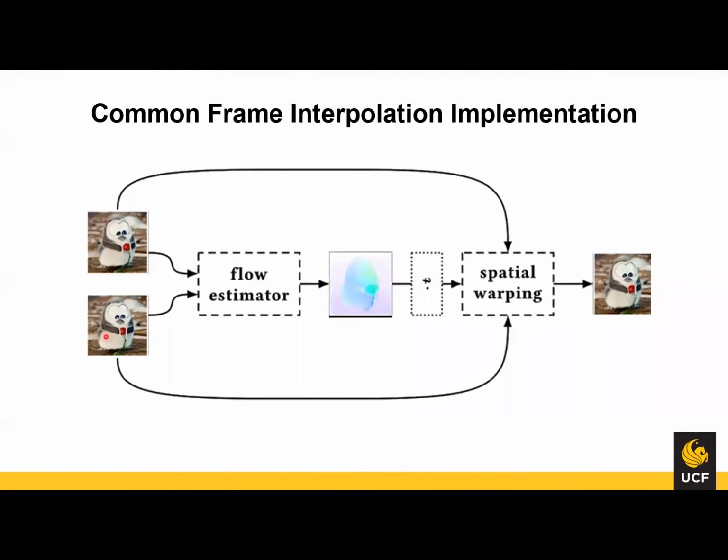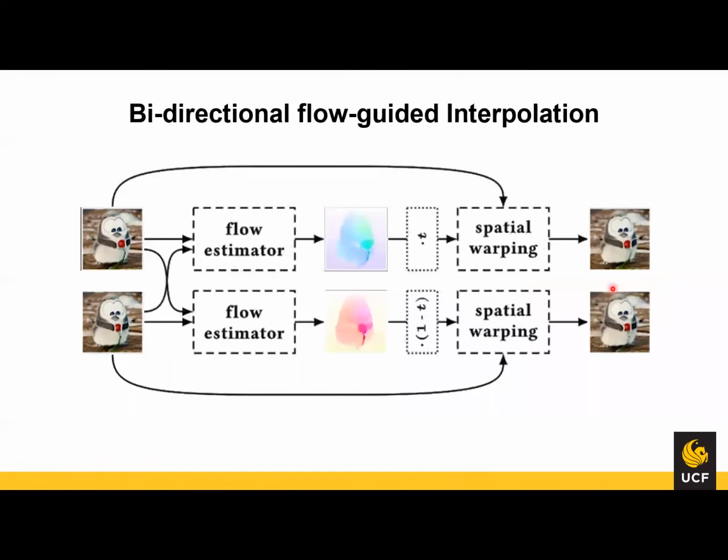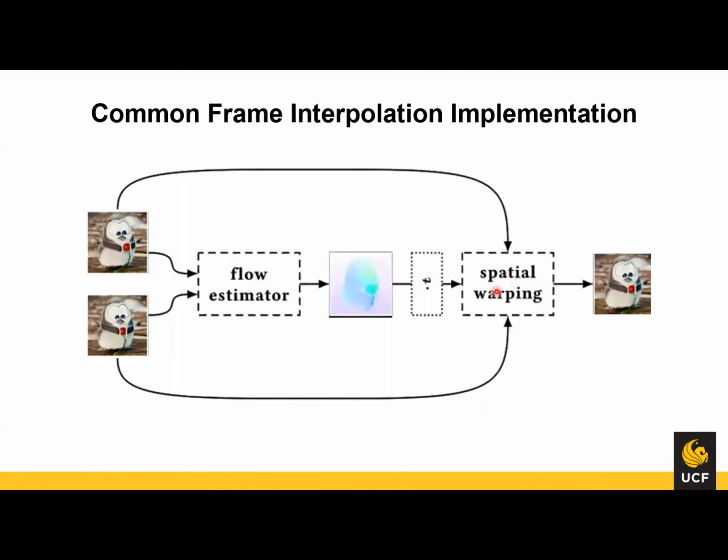Well, here's an overview of a simple network. You have 2 input frames that you'd like to interpolate between, and you're going to have a flow estimator, which calculates your flow vectors, and then you're going to parameterize these flow vectors to get the pixel location where you would like to interpolate to, and then you're going to perform spatial warping, where you transfer these pixel values to their correct location, and you're going to have a final output interpolation image.